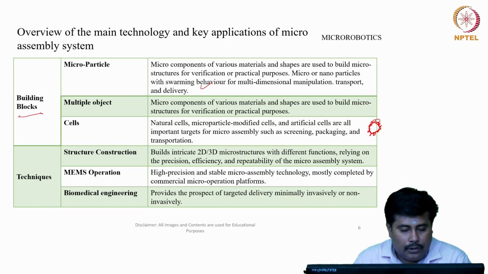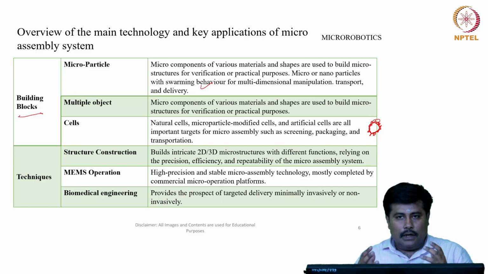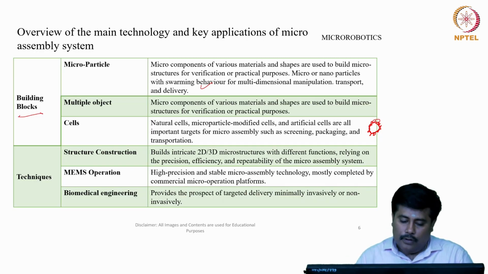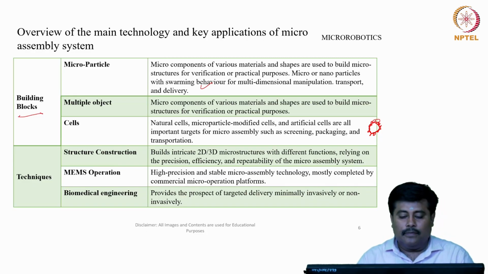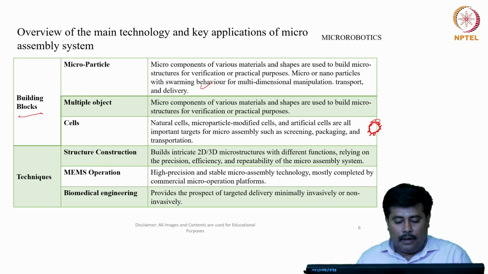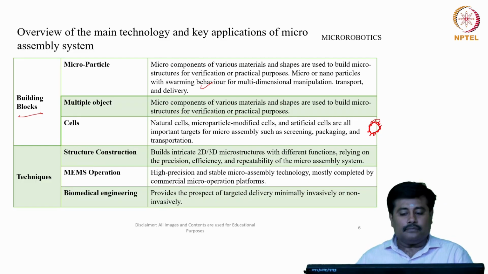Now, when we look into the overall techniques evolved from the assembly perspective, we have structure construction. These techniques are classified under 3 different domains. One is structure construction, which is mainly meant to build intricate 2-dimensional and 3-dimensional microstructures with different functions, relying on the precision, efficiency and repeatability of these microassembly systems.